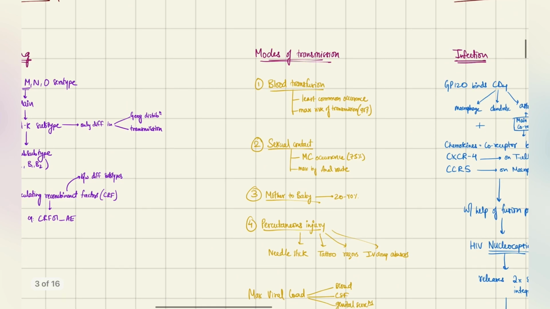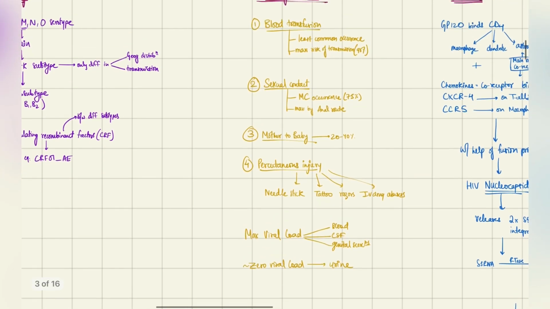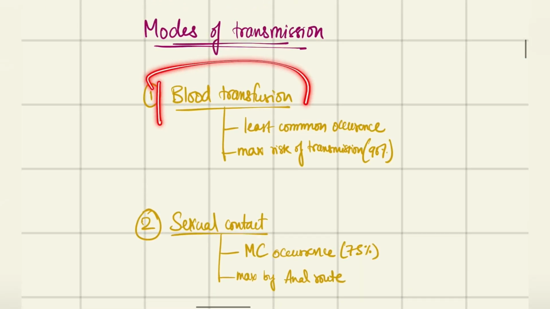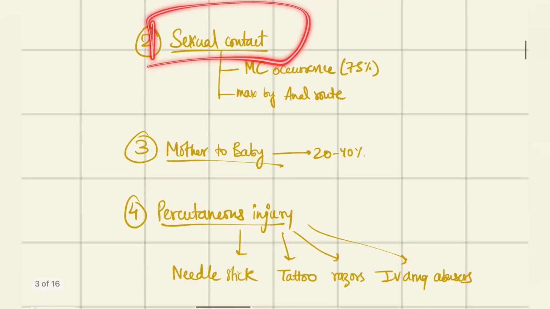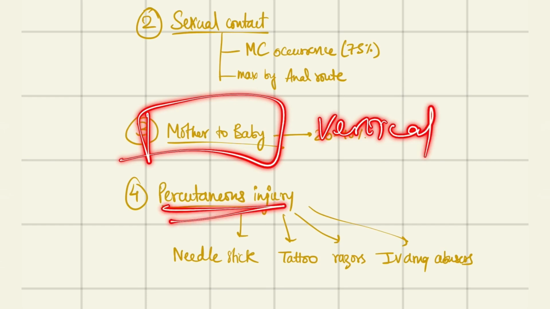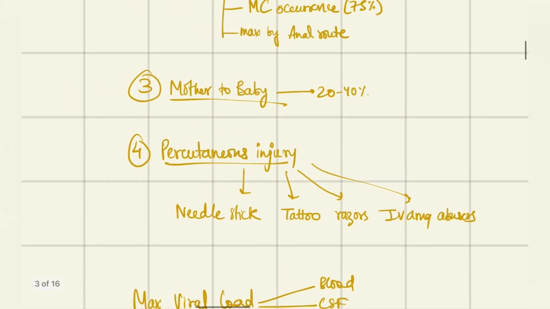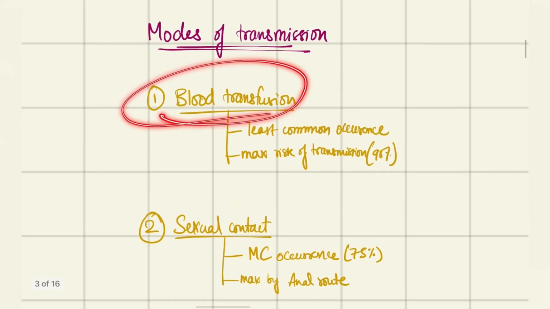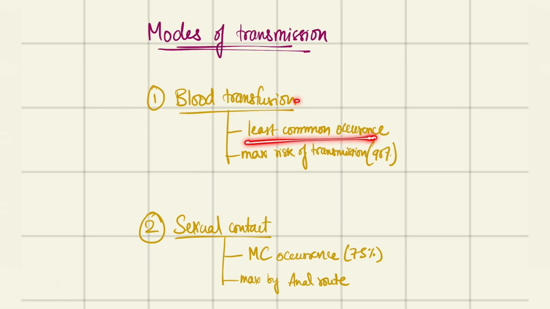Coming to the modes of transmission, we have four main modes: blood transfusion, sexual contact, mother to baby or vertical transmission, and percutaneous injury. Blood transfusion is the least common occurrence because we screen these blood packets through many levels of safety, but it carries the maximum risk of transmission. That means if the blood transfused has HIV, the chance of transmission is maximum.